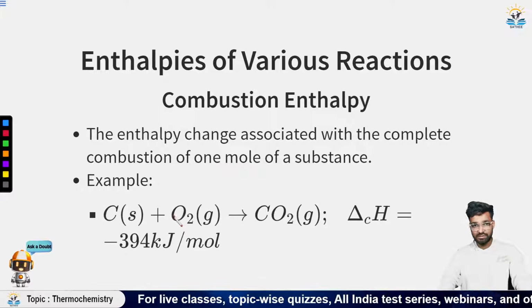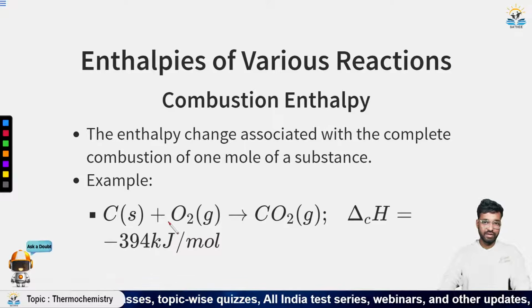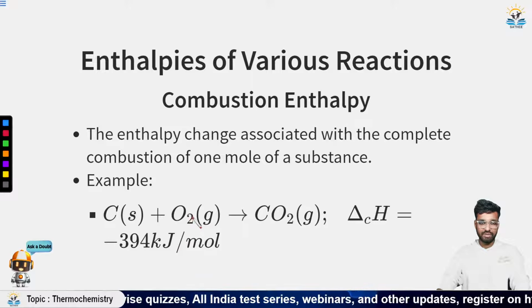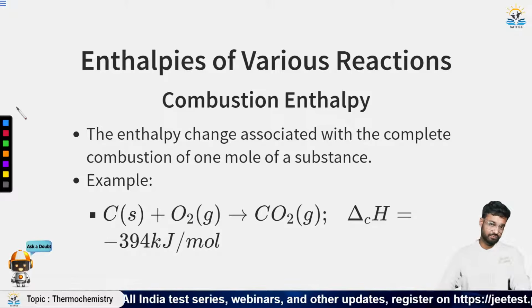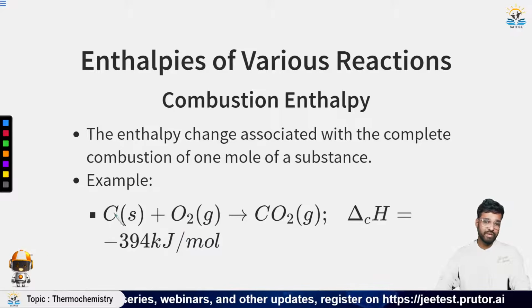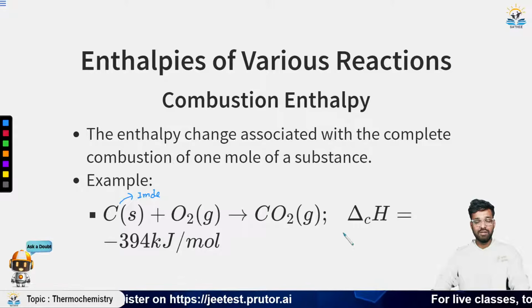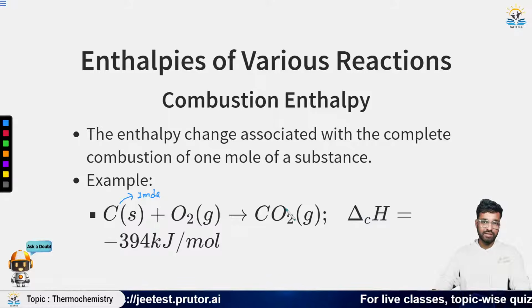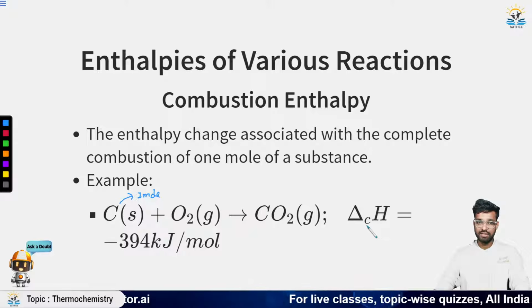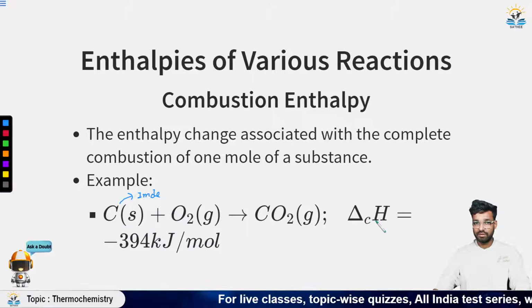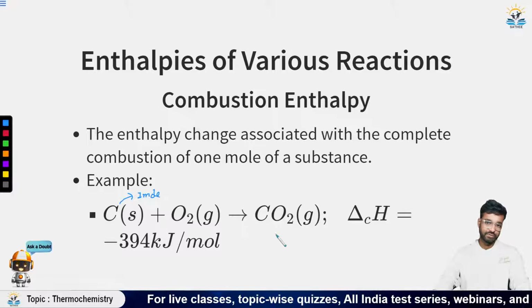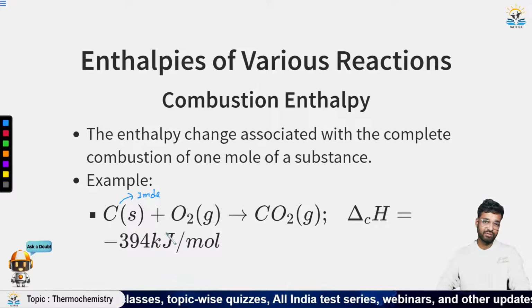And whatever the result we will get, so suppose we are burning carbon in the presence of oxygen to get CO2. So here we are burning 1 mole of this carbon, and the enthalpy change accompanying this burning of 1 mole of carbon is called the enthalpy of combustion or combustion enthalpy here. So for this it is minus 394 kilojoule.